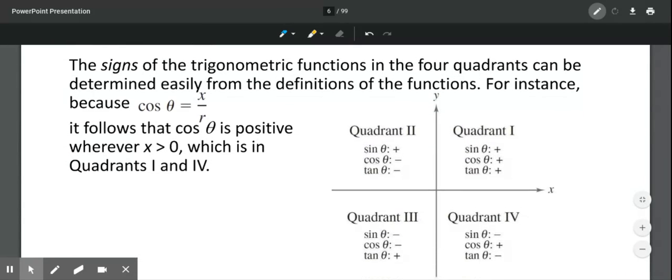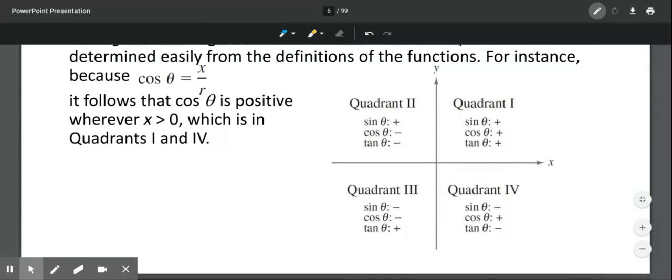A reminder for your quadrants. In the first quadrant, sine, cosine, and tangent are all positive, right? Because your x and your y are both positive in the first quadrant. In the second quadrant, sine is positive because that's with your y value, right? And y is positive in the second quadrant. Cosine is negative because your x is negative.